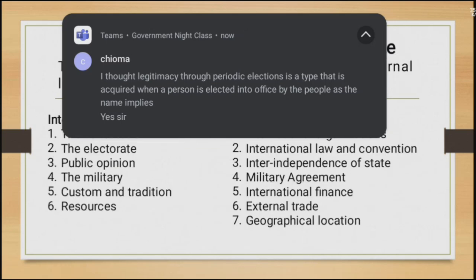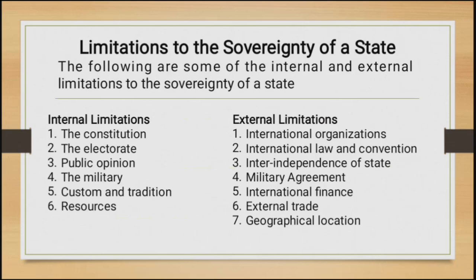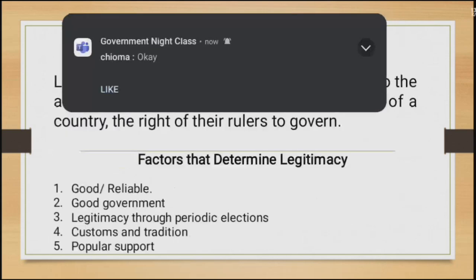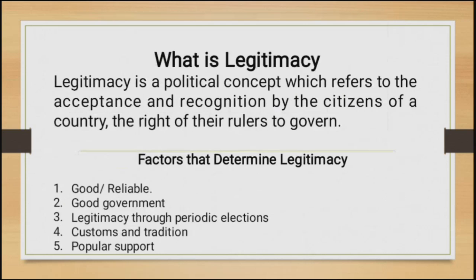So using that, sorry, we might not be able to go into states today. So we're talking about factors. A person's ability to be reliable can determine whether the person will be seen as legitimate. A person's ability to govern well will determine people's acceptance. A person's election period could also make people accept the person. Customs and tradition can also make people accept someone. Popular support can also make people accept someone.